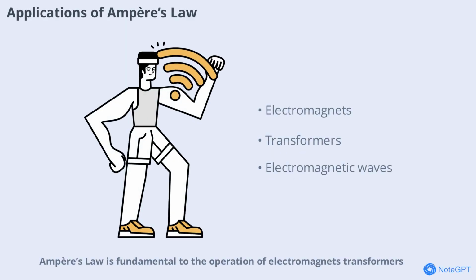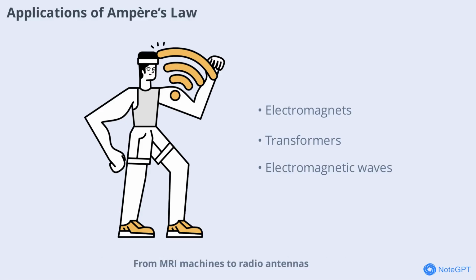Ampere's law is fundamental to the operation of electromagnets, transformers, and inductors. It's also key to understanding how electromagnetic waves are generated and transmitted. From MRI machines to radio antennas, this law underpins technologies that shape our world. Maxwell's addition made it possible to predict and harness electromagnetic waves for communication and imaging.